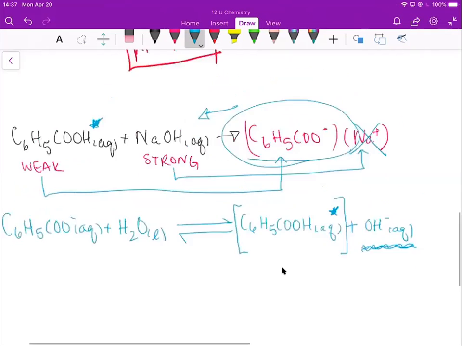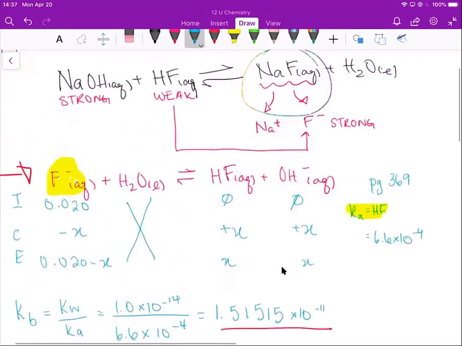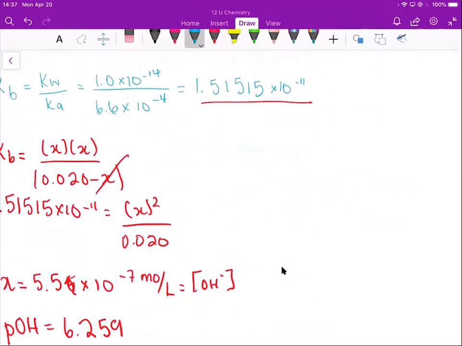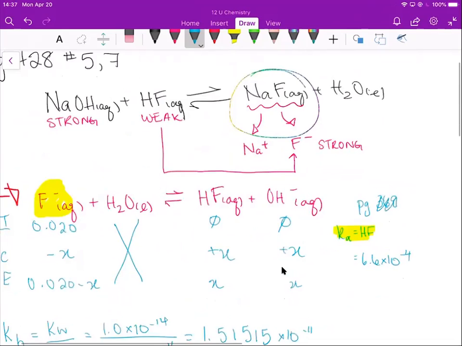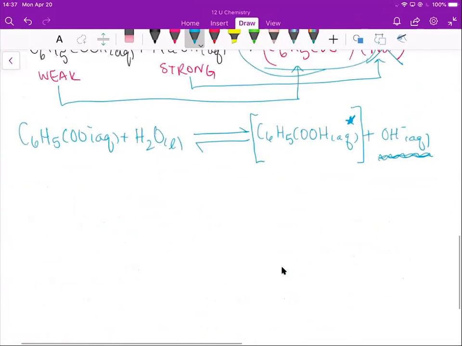Okay, and I said, what page was it on? 369. We have to go look at, oh, I gave the wrong page. I'm terrible for giving you guys wrong pages. Or was it 396? It was 396, typical move. Sorry guys, 396 is where you find your Ka numbers.